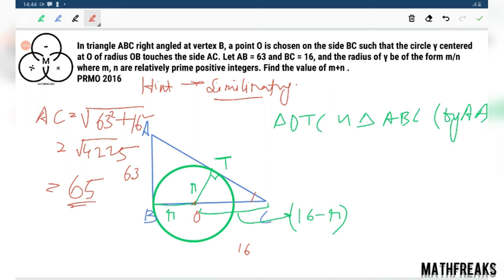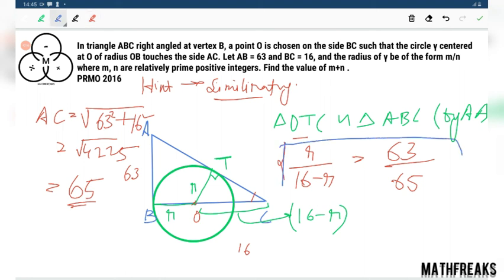R over 16 minus R, that is perpendicular by hypotenuse. OT over OC equals AB over AC. AC is what? AC is 65. Find out the value of R from this. This final calculation is your task.